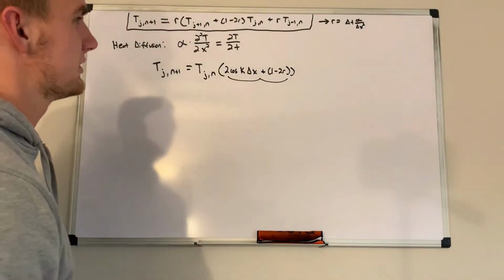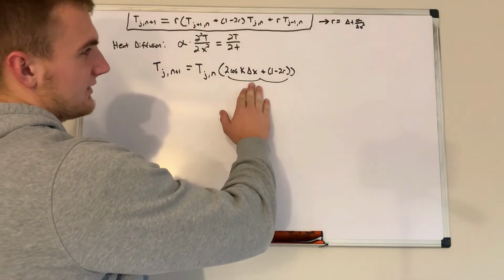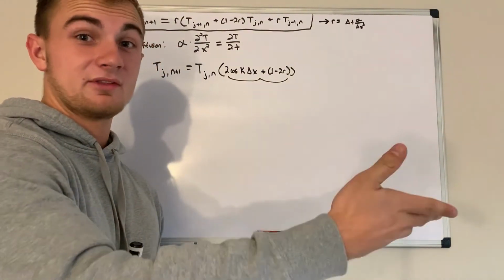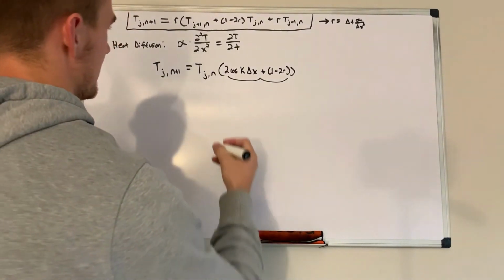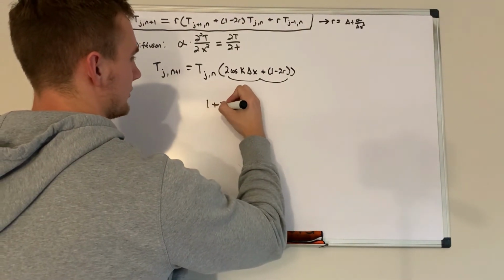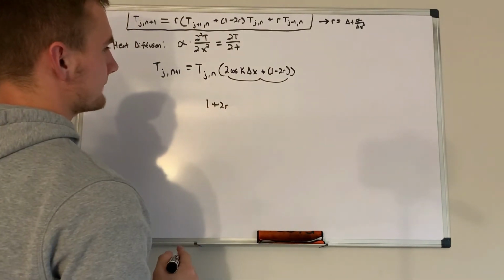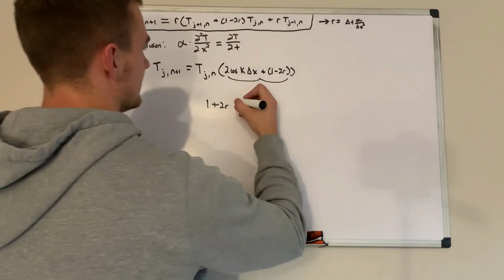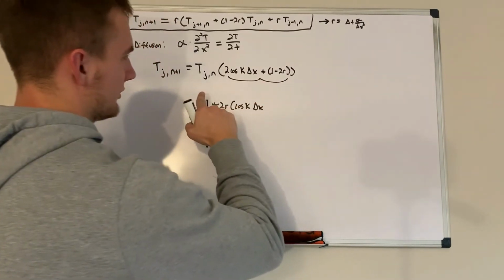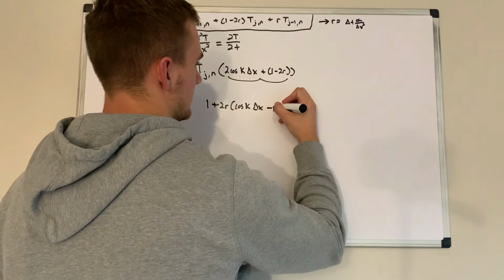So what we want to do here is take the absolute value of this term and set it less than 1. If we do that, I'm first going to combine some terms here. So we have 1 plus 2r, and this will be multiplied by cosine of k delta x, and then we'll be subtracting 1.